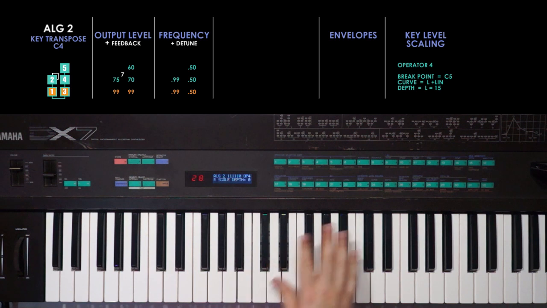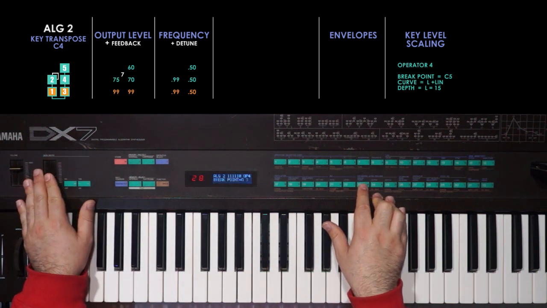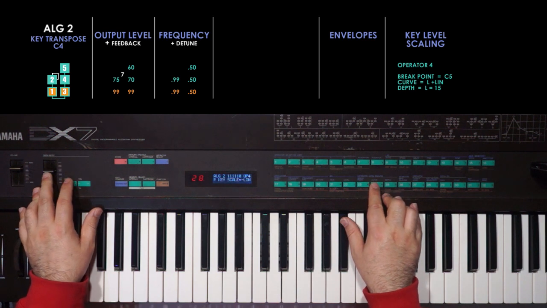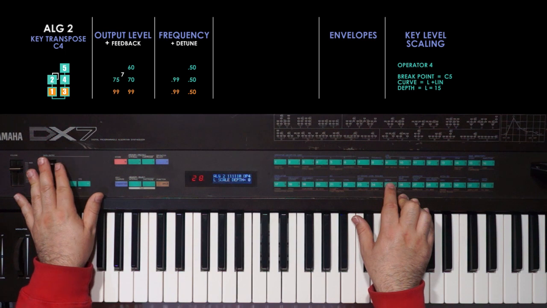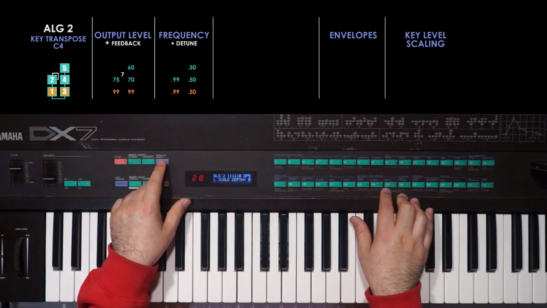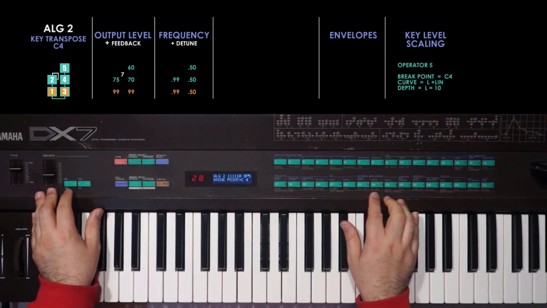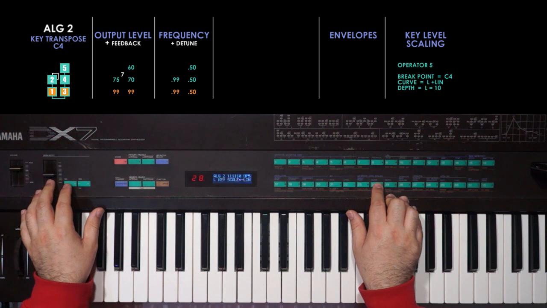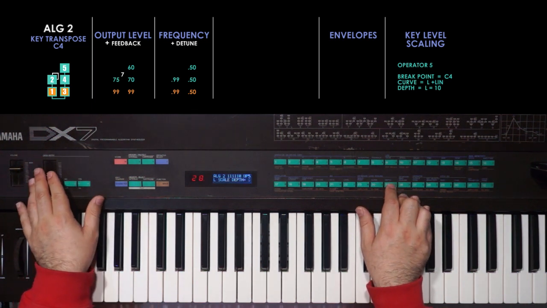Going to operator 4, we're going to change the breakpoint to C5. The left scale curve is plus linear, and the left scale depth is 15. And operator 5 breakpoint is C4. The left scale curve is plus linear, and left scale depth is 10.